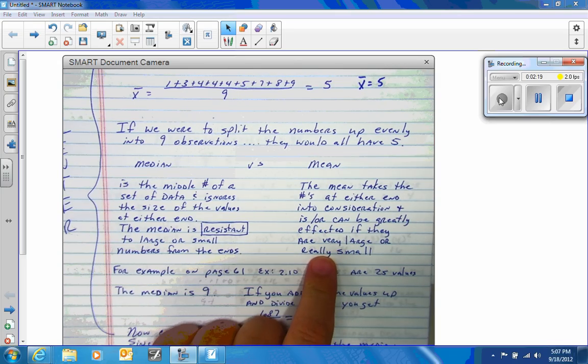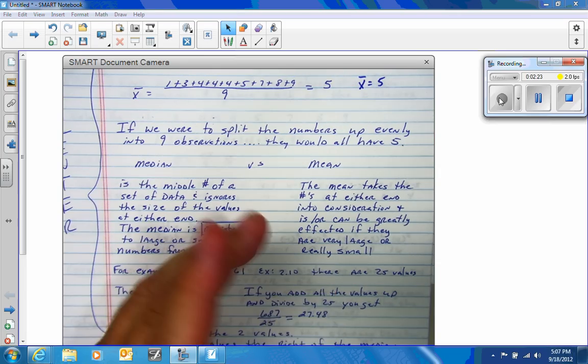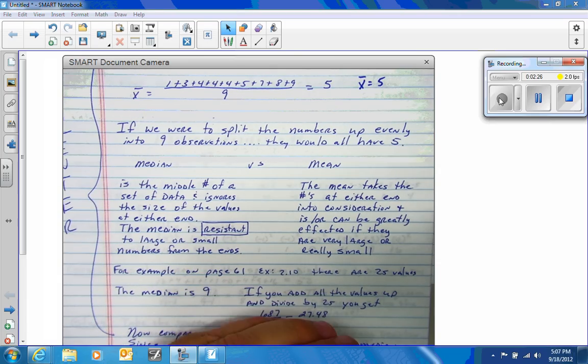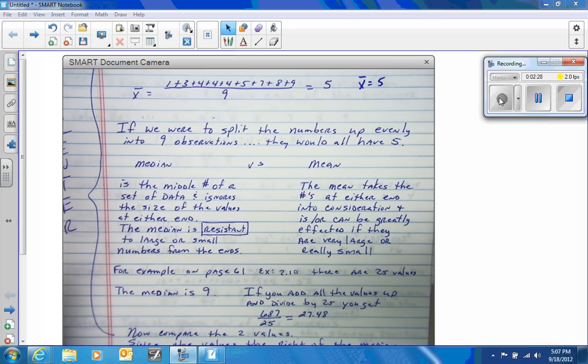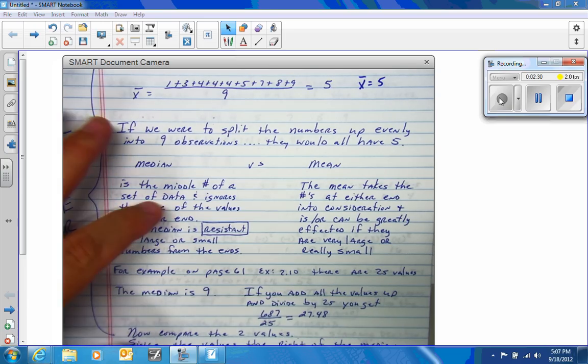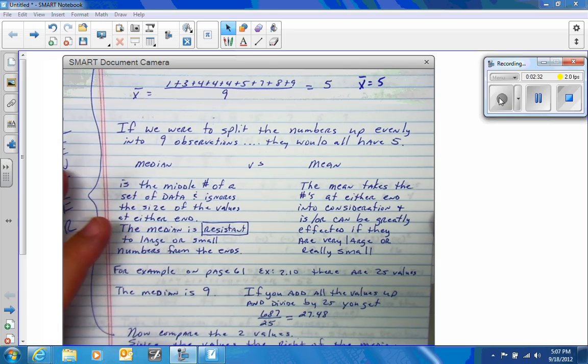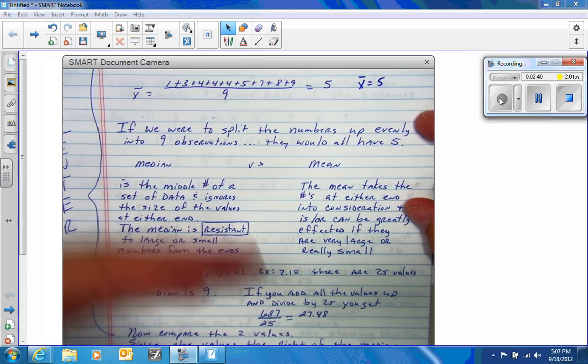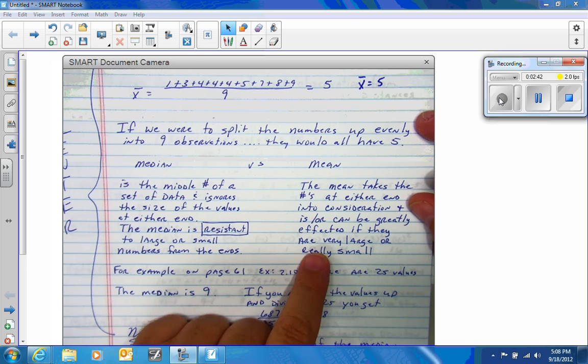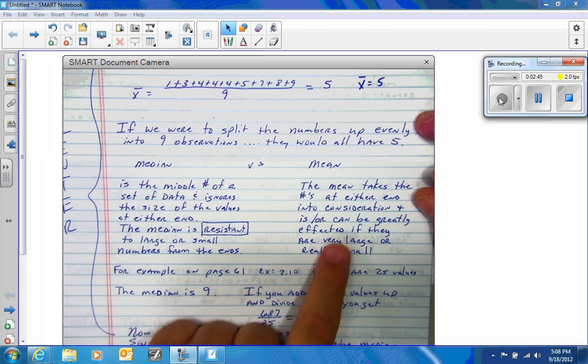For instance, like when you take your average. If you're consistently making 80s in your class and you score a 5 on a test, well, that 5 is so low, it's going to affect your average. Or let's say you make 100 on a test. Well, that 100 is so high, it's going to increase your grade. So the mean is really affected by low numbers and high numbers.